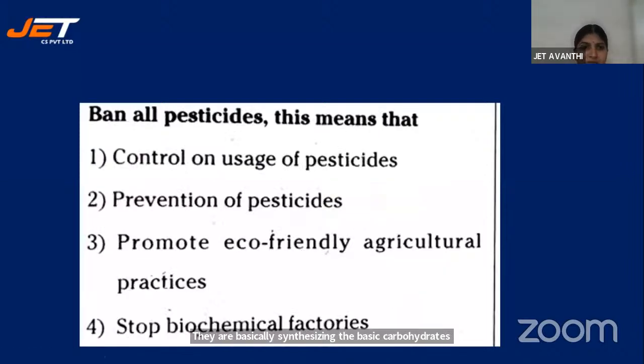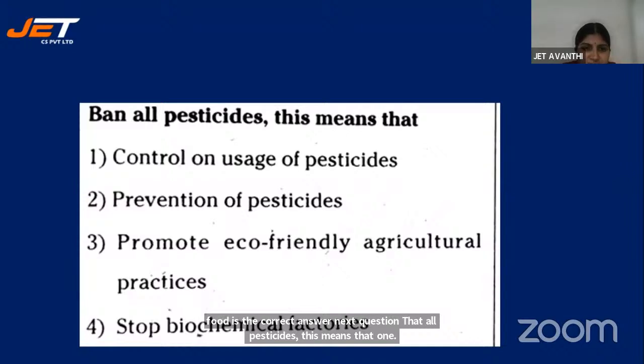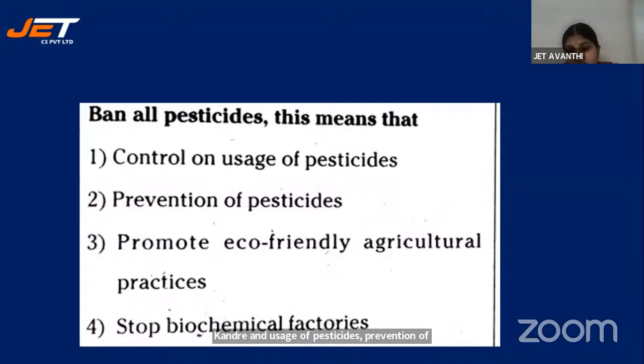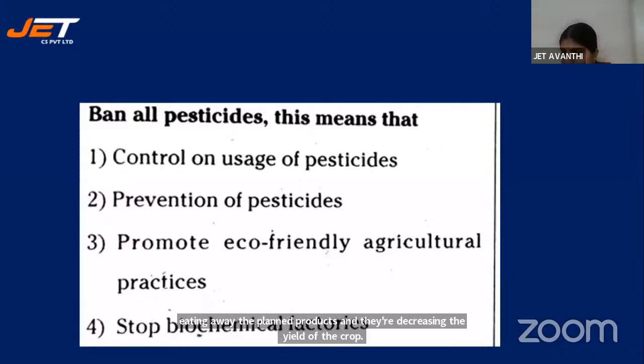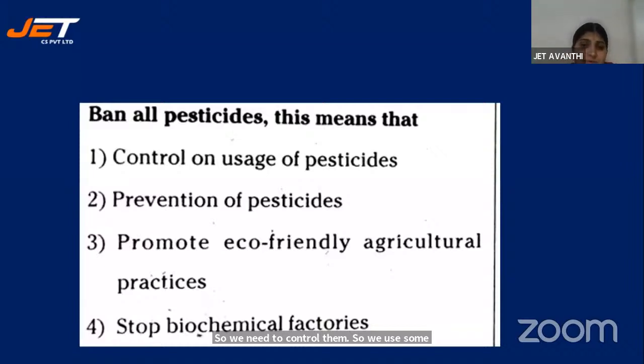Next question. Ban all pesticides. This means what? Control on usage of pesticides, prevention of pesticides, promote eco-friendly agricultural practices, stop biochemical factories. What are pesticides, children? The chemicals which are used to kill the pests. Pests are the insects or any other kinds of worms which are eating away the plant products and decreasing the yield of the crop. So we need to control them. So we use some chemicals to kill those pests. So what do you mean by this? Ban all pesticides, which means what?